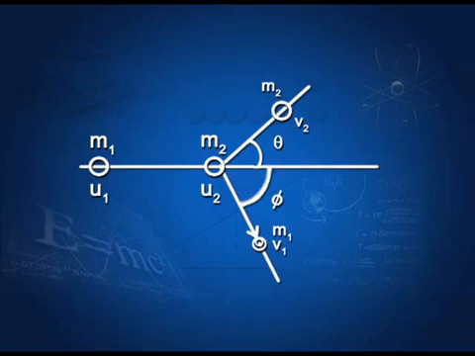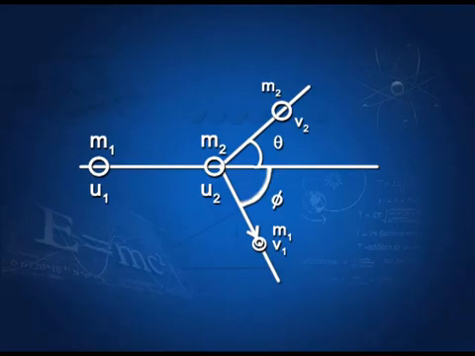Say this is m1 moving with the initial speed of u1, and u2 for this one, and say after the strike they move in different directions. Say one goes like this and the other, let us take a different angle, goes in this direction. This is, say, the track of m2, it moves with the speed of v2 making an angle of theta, and this is the track of m1 moving with the speed of v1 making an angle phi.